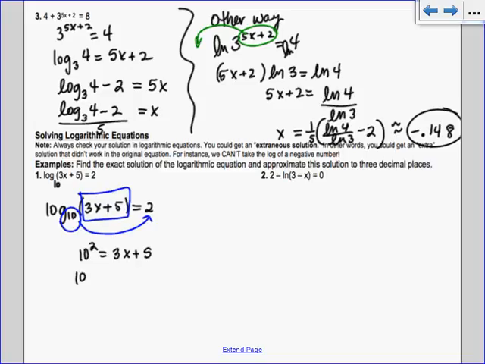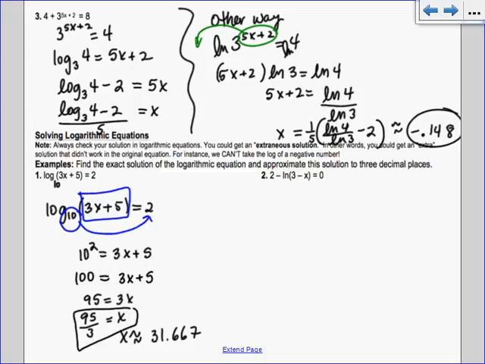So 10 to the 2, we know 10 squared is 100. So 100 equals 3x plus 5. I subtract the 5 over and get 95. So x is equal to 95 over 3. If I wanted to find the decimal approximation, you get 31.667. So that's the exact answer and the decimal form.